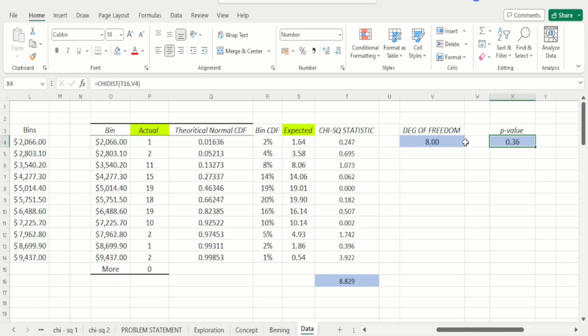But remember that within the confines of hypothesis testing, or statistics in general, you can't prove most of the things that you run by statistical tests. You can only infer, right? And in this case, since we fail to reject the null, we can infer that the data distribution that we are looking at is a normal distribution. So this brings us to the end of this video, in which we were trying to explore the chi-square distribution, the concept of binning, and how it all comes together.